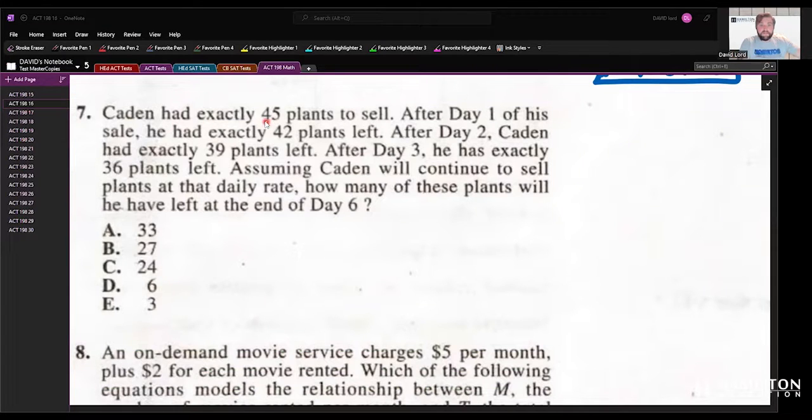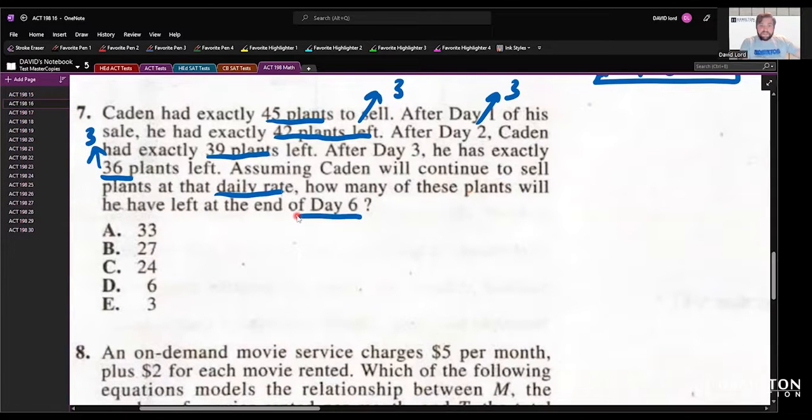Question number 7. Caden had exactly 45 plants to sell. After day 1 of his sale, he had exactly 42 plants left. So that tells me that 3 were sold. After day 2, Caden had exactly 39 plants left, and another 3 are sold. After day 3, he had exactly 36 plants, which is another 3 sold. So this sounds like a linear model to me. After day 3, assuming Caden will continue to sell plants at the daily rate, so that sounds like 3, how many of these plants will he have left at the end of day 6?